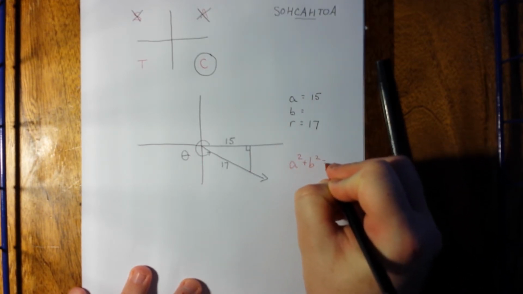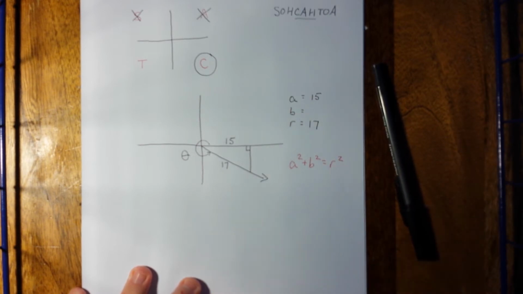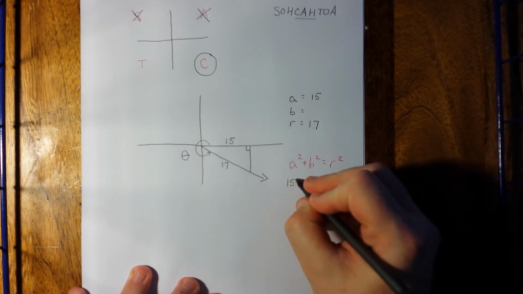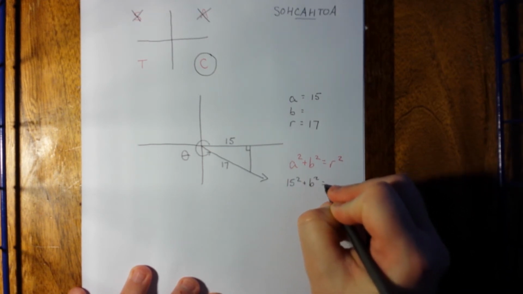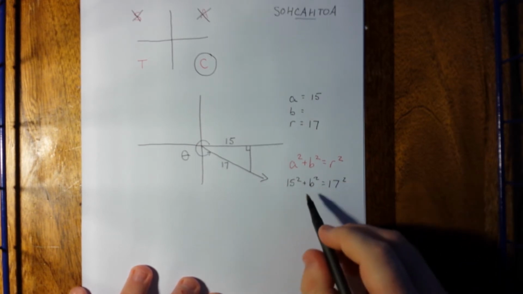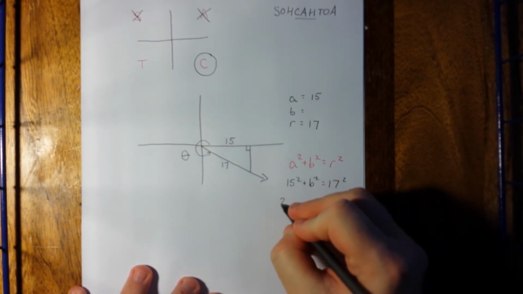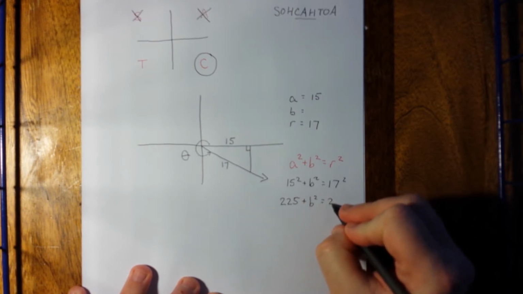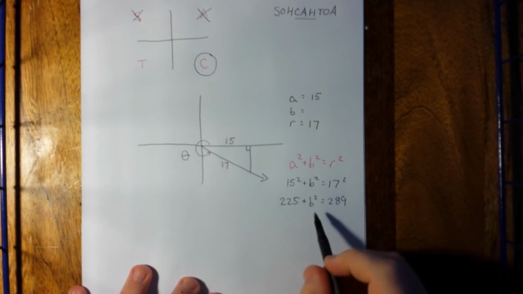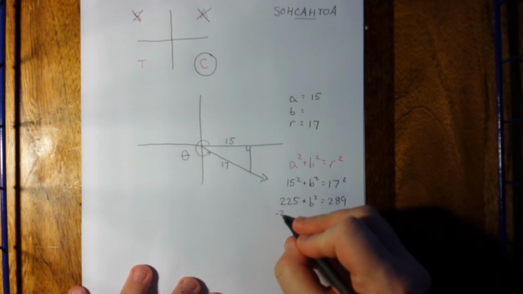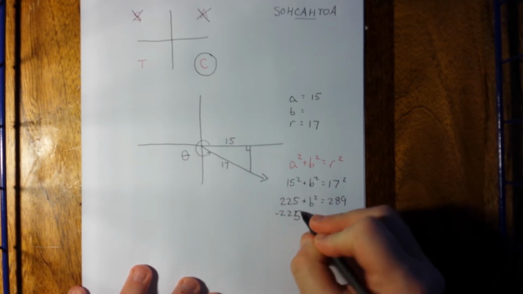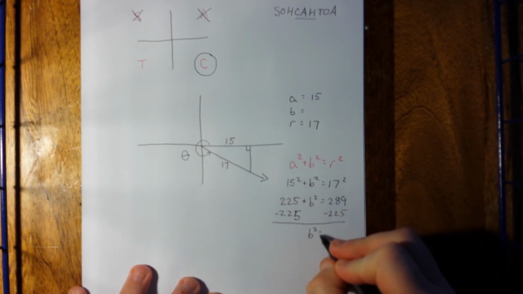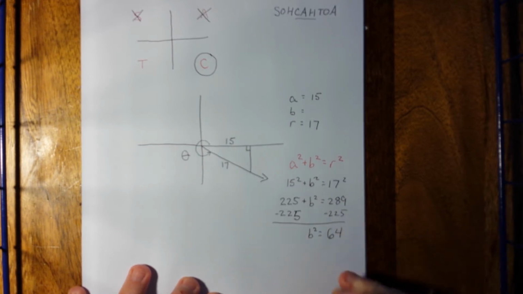So, let's copy down our Pythagorean theorem as it applies here. We got a squared plus b squared is equal to r squared. So let's plug in what we know and solve for what we don't know. We got 15 squared plus b squared is equal to 17 squared. You can use a calculator for assistance if you care to. We get 225 plus b squared is 289. We'll subtract 225 from both sides. So upon subtracting 225 from both sides, we're going to get b squared is equal to 64.